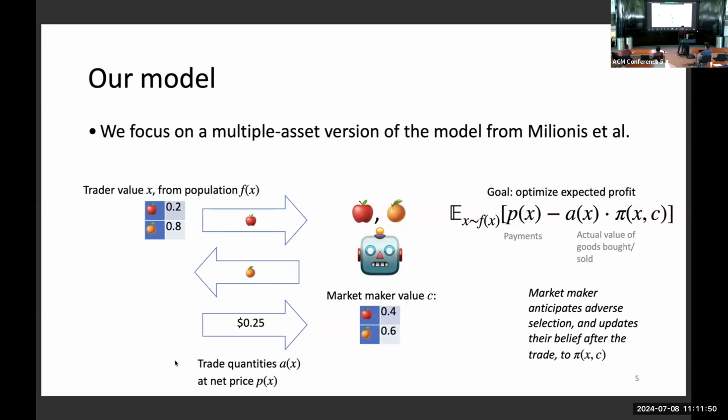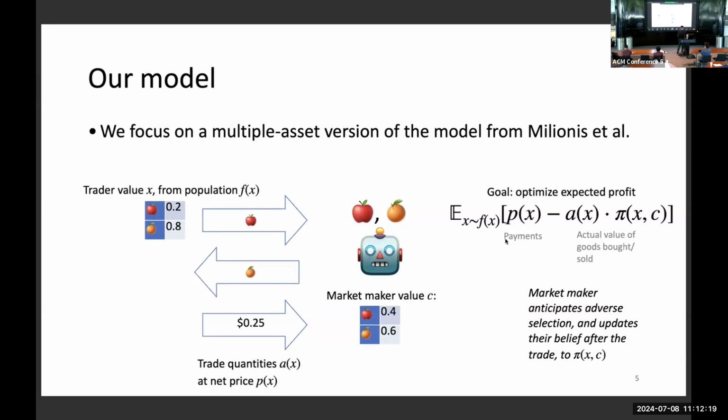It comes in two parts. First, there is an allocation, AX, which specifies the quantities of each of the traded assets that are transferred between the trader and the market maker. Each dimension can be either positive or negative, depending on whether the market maker is buying or selling each of the traded assets. And there is also a net payment, PX, paid by the trader to the market maker in the units of the numerator.